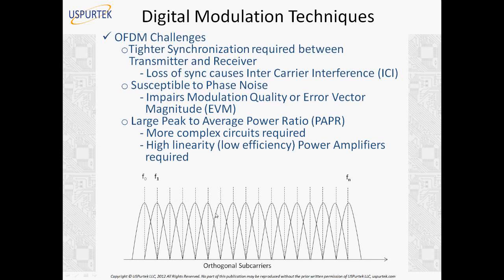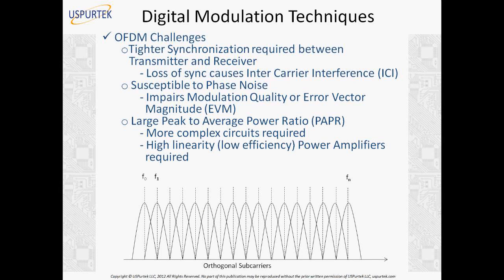Now the second challenge is phase noise. Of course, phase noise is there, and we have to deal with it. It can impair modulation quality or error vector magnitude, EVM. So we have to know how much impairment we can tolerate for a particular receiver architecture. And the last one is that it gives rise to a large peak to average power ratio.